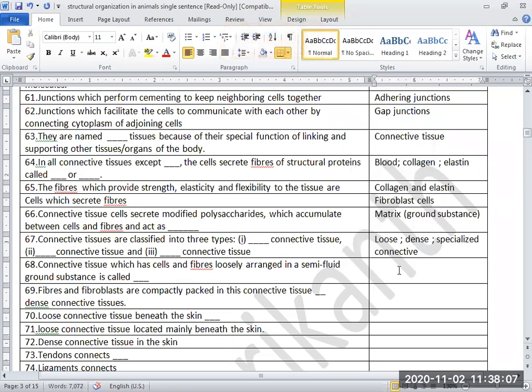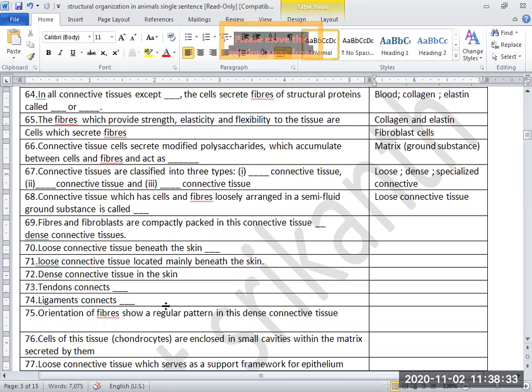Next, the connective tissue which has cells and fibers loosely arranged in a semi-fluid ground substance is called loose connective tissue. The connective tissue which has cells and fibers loosely arranged in a semi-fluid ground substance, we call loose connective tissue.